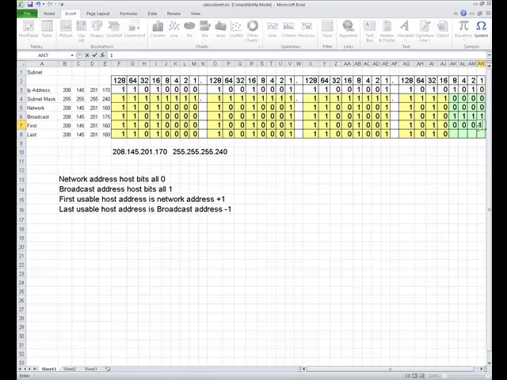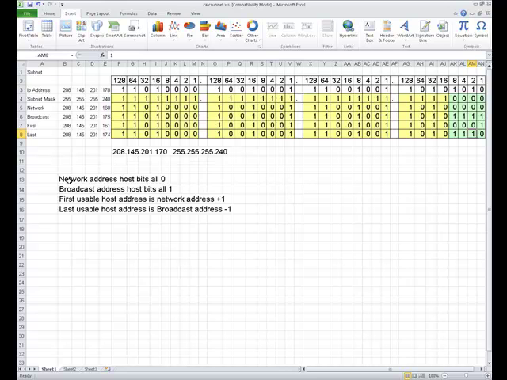The first usable address is 1 plus the network address. Network address up here, all zeros. We add 1 to it. We're going to get 208.145.201.161. The last usable address is the broadcast address minus 1, which gives us 208.145.201.174.